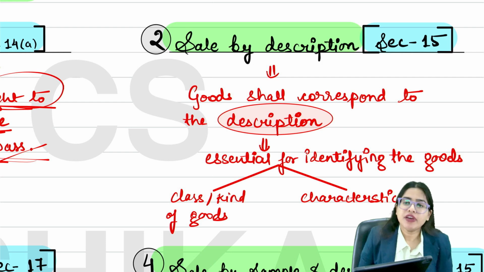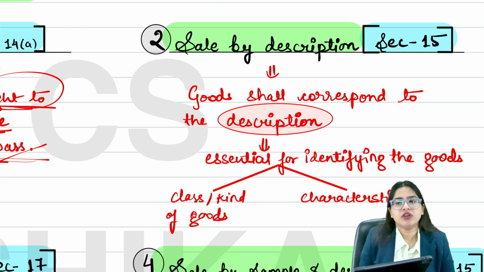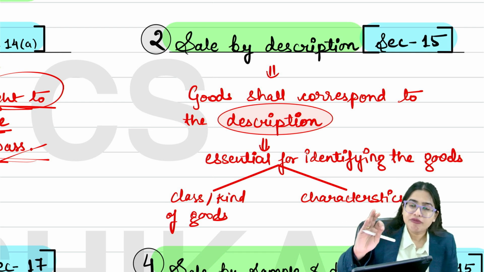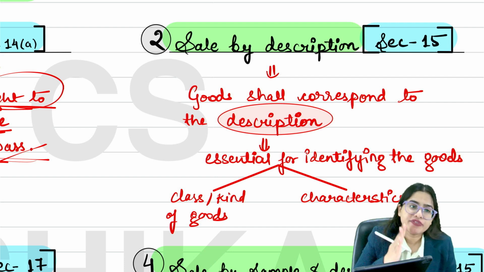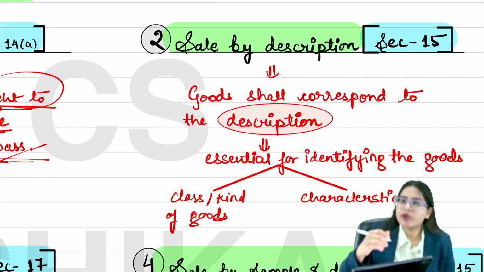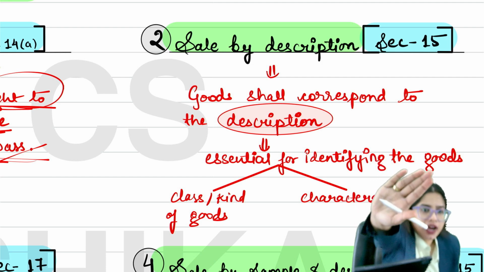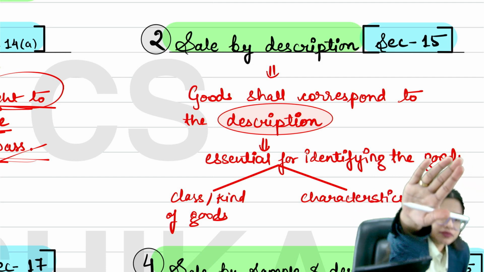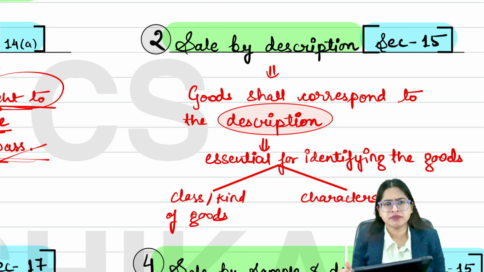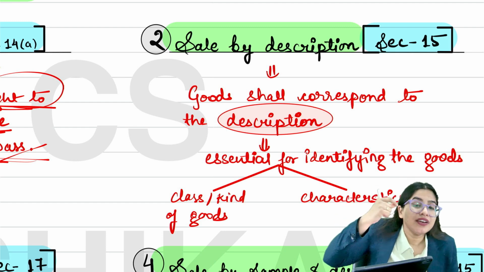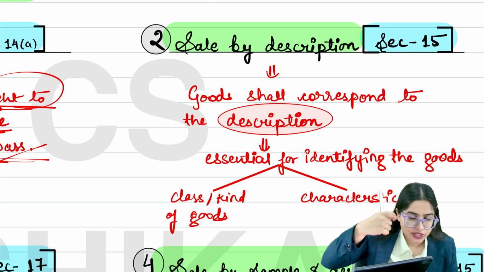For example, if I went to a shop and I said, give me a face cream. Give me a cream which we can apply on the face. Are we clear with this? So I went to a shop, I described a product. I said to the seller, give me a face cream, which we can apply on the face.